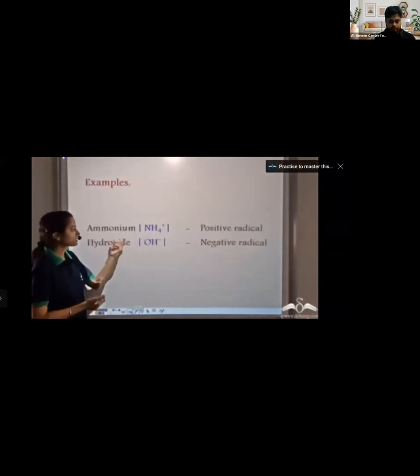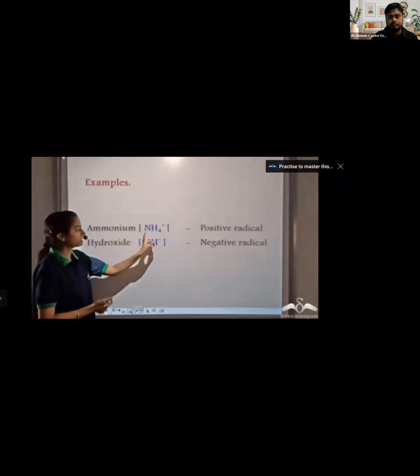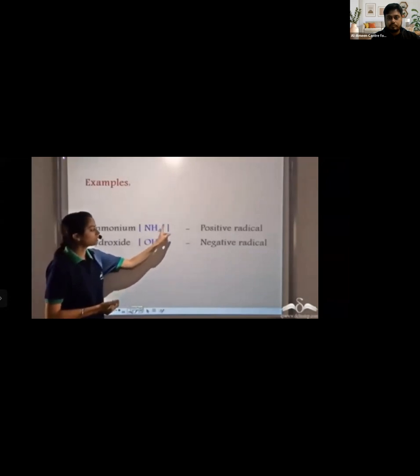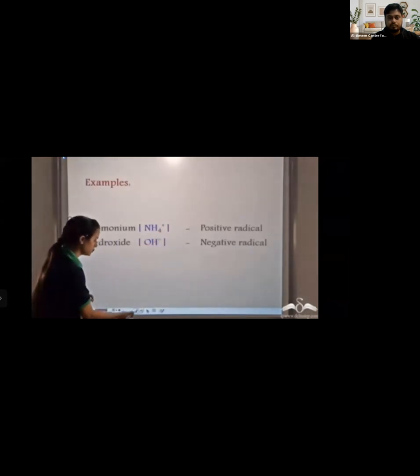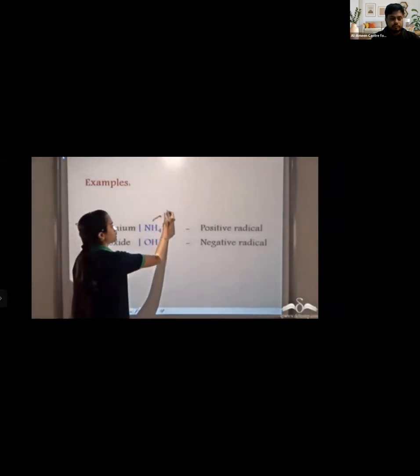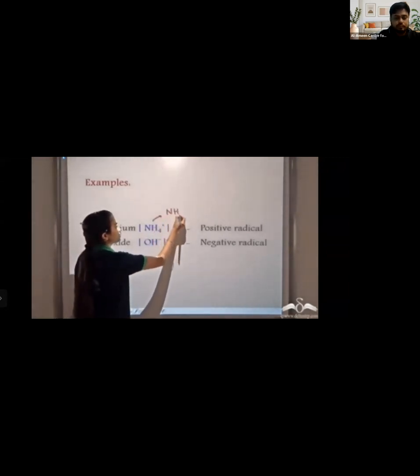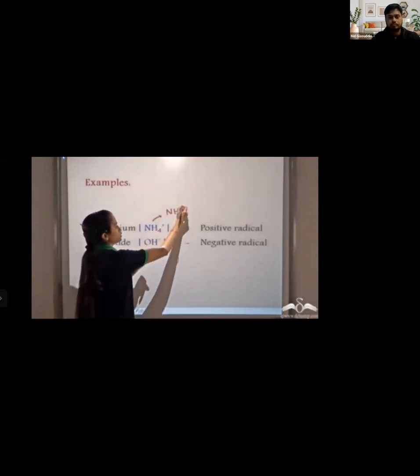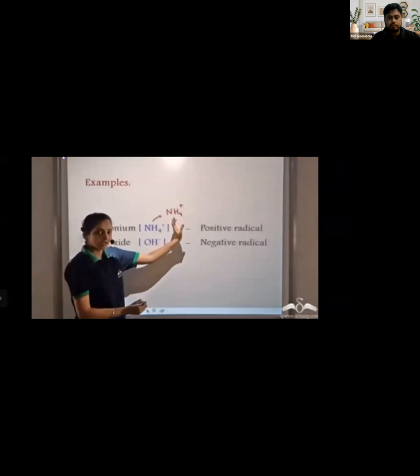So let's see some radicals. The ammonium radical is NH4+, and the hydroxide radical is OH-. Now this plus charge is for the overall radical. This is NH4, and this plus charge is for both nitrogen and hydrogen. So this is how it is represented.